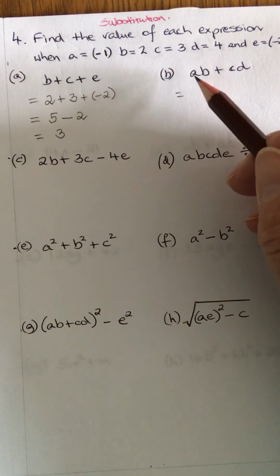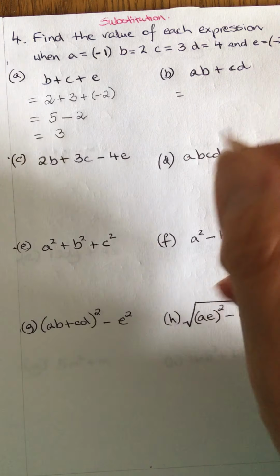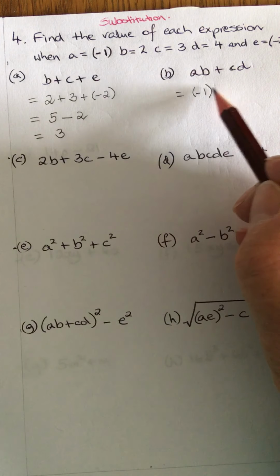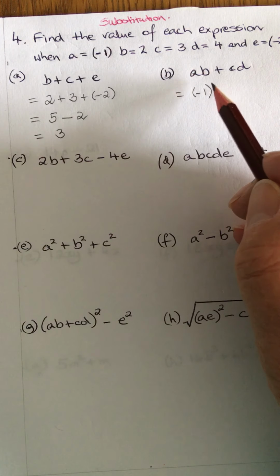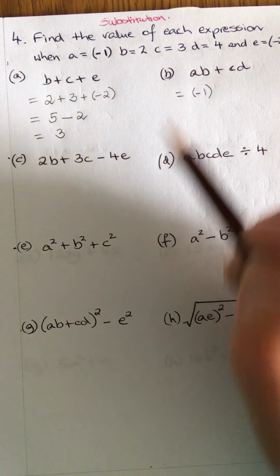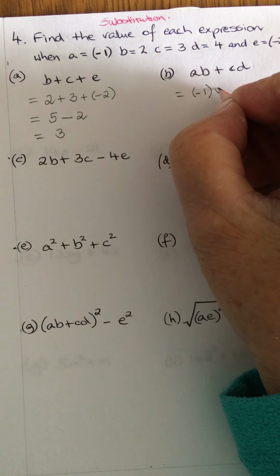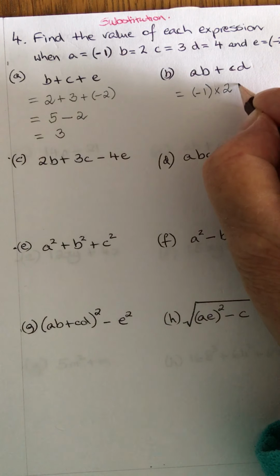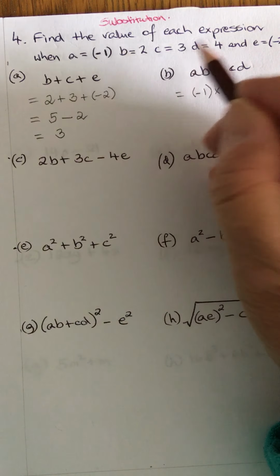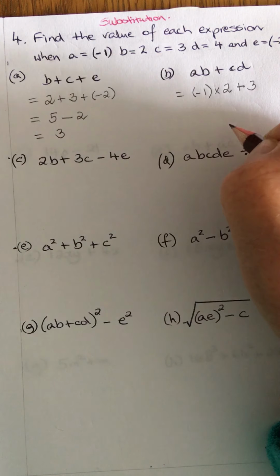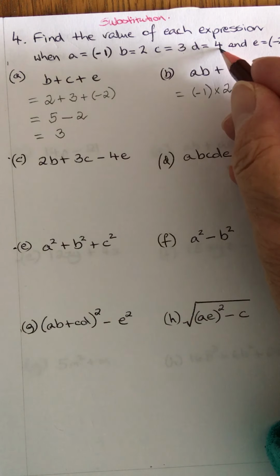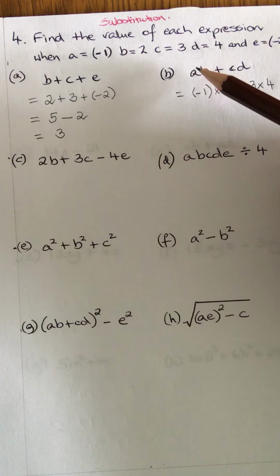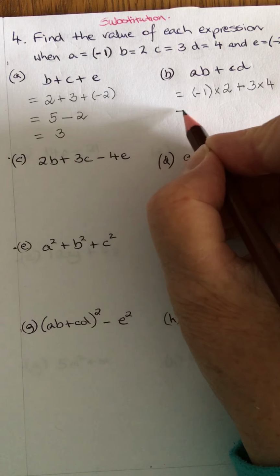Right, the next one, it says A, B. So A is -1 and B is 2. Now you don't just put the numbers next to each other. Remember, AB means A times B, so it's the value of A times the value of B. So B has got a value of 2. Okay, then we've got plus CD. C has value 3. CD, C times D, 3 times 4. Okay, so that's the first stage, substituting the numbers in place of the letters. Now we're going to evaluate.